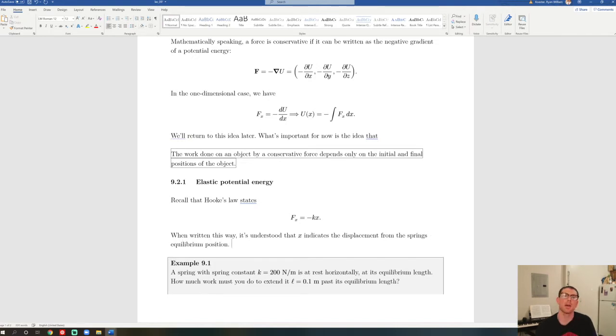Because remember that we're imagining a spring being stretched out or compressed. And also remember that springs have equilibrium lengths. This is just the length that the spring is when it's just chilling, when it's not being extended or compressed. Okay, so what happens though if we integrate this force with respect to x?